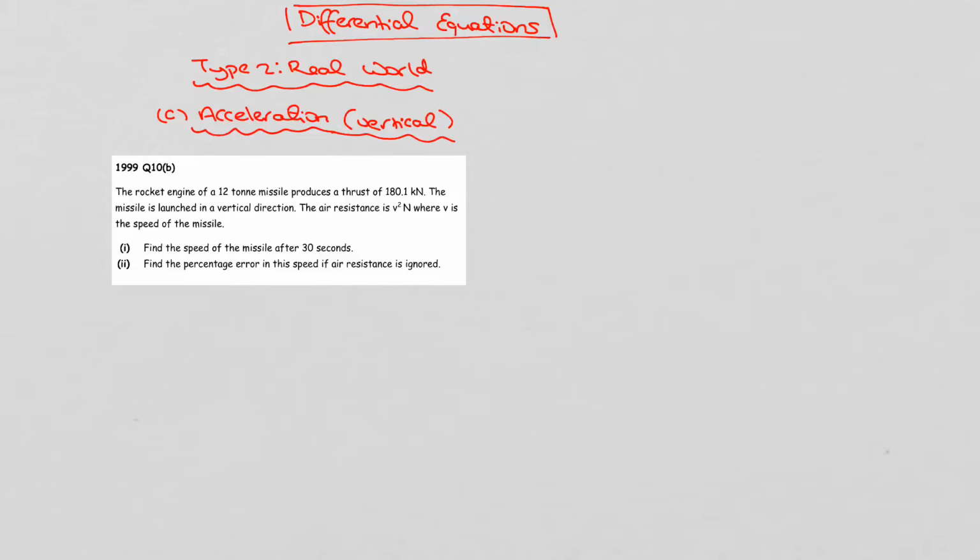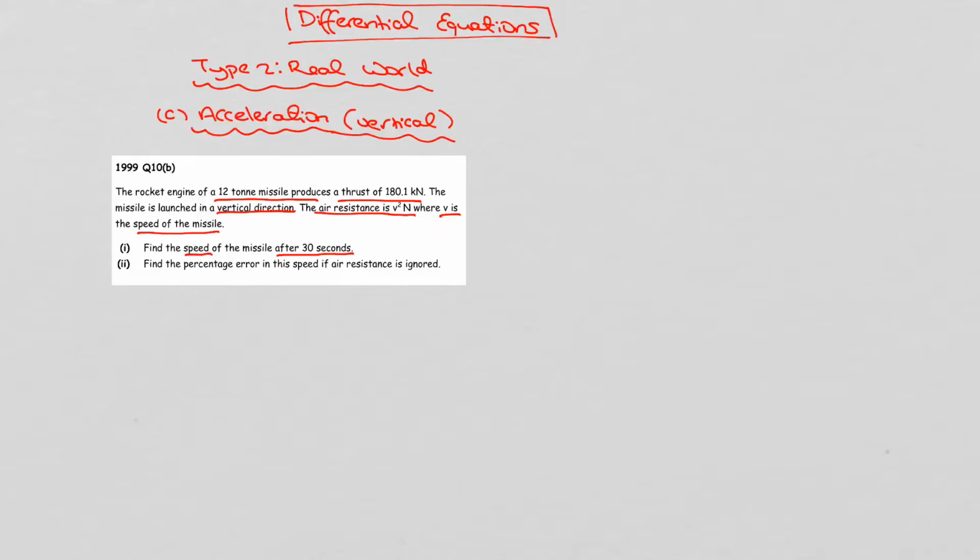Differential equations, type 2, real world. C, acceleration. So in 1999, we have the rocket engine of a 12-ton missile. It produces a thrust of 180.1 kilonewtons. The missile is launched in a vertical direction, and the air resistance is v squared newtons, where v is the speed of the missile. And we have to first of all find the speed of the missile after 30 seconds.